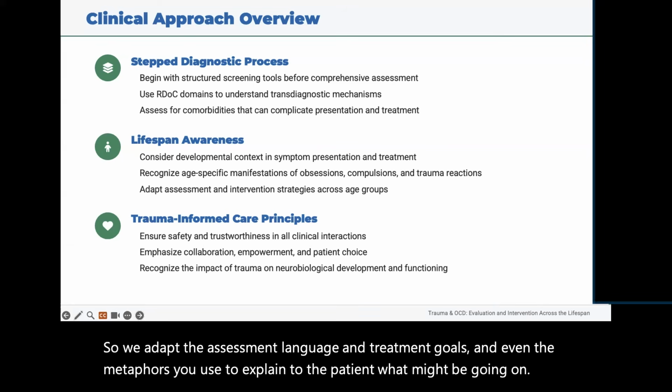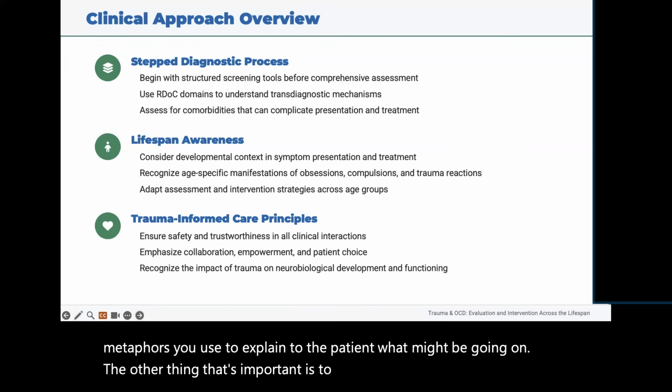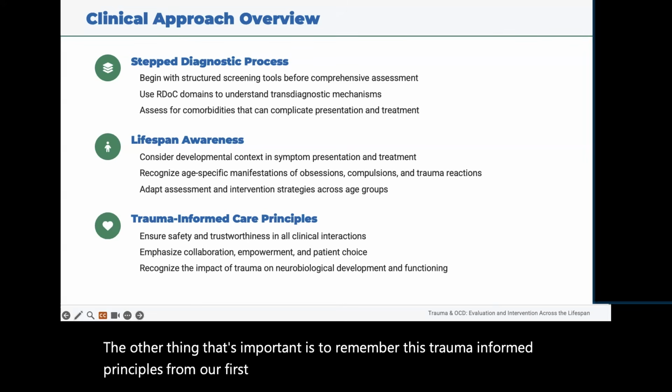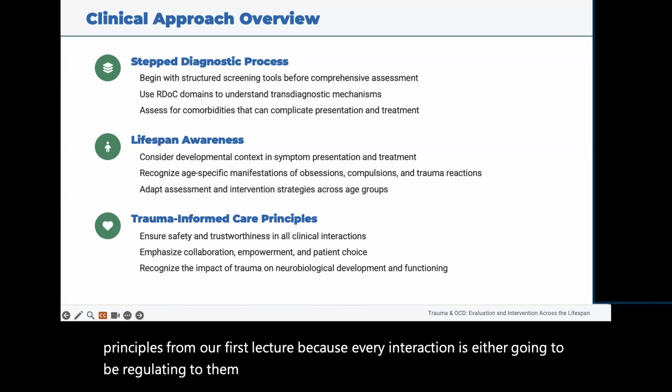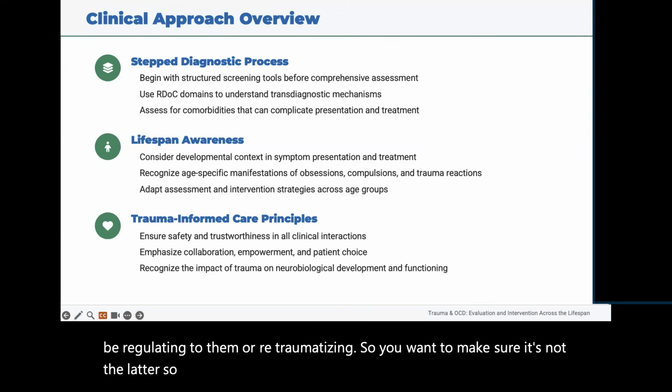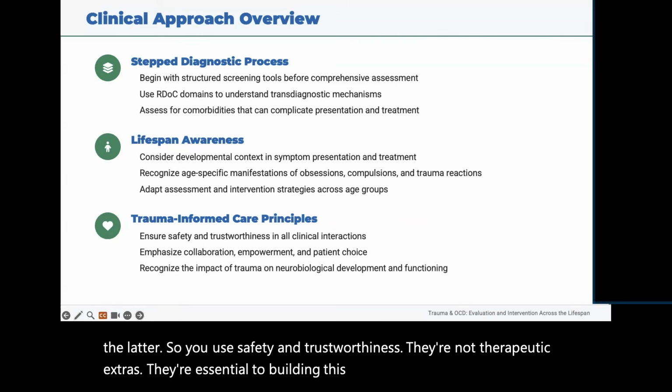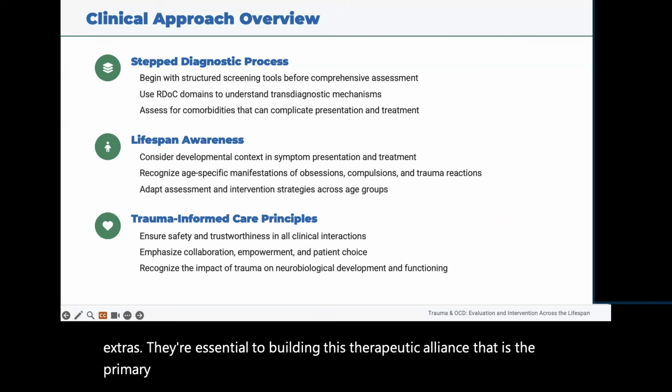The other thing that's important is to remember the trauma-informed principles from our first lecture, because every interaction is either going to be regulating to them or re-traumatizing. So you want to make sure it's not the latter. So you use safety and trustworthiness. They're not therapeutic extras. They're essential to building this therapeutic alliance. That is the primary indicator. Okay, that is part of the treatment. Even in the assessment, you're doing a treatment.